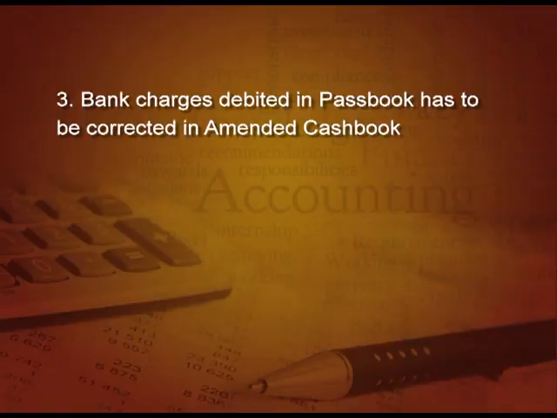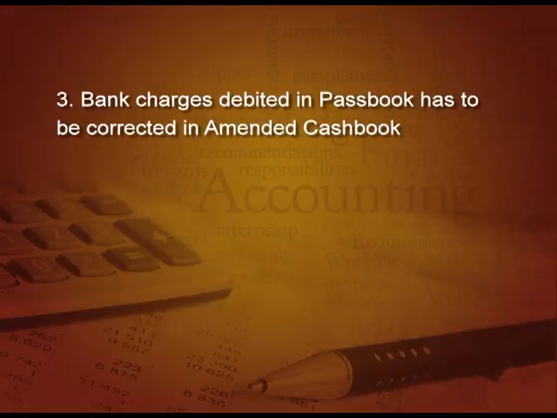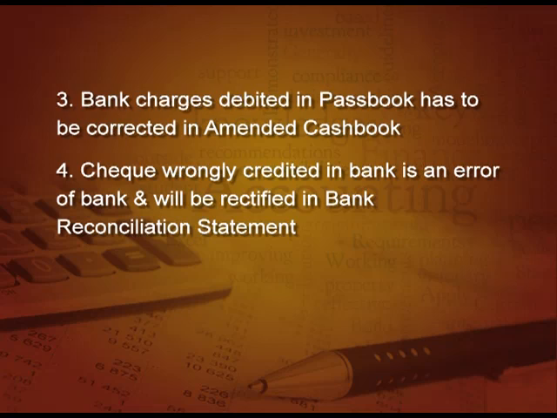Let us see point number 3, bank charges debited in passbook. Now, this has to be corrected in amended cash book, because it is the mistake of the accountant. Coming to point number 4, check wrongly credited in the bank is an error of the bank. So, it will be rectified in bank reconciliation statement, because I told you we are going to rectify accountant mistake in amended cash book and the remaining in bank reconciliation.